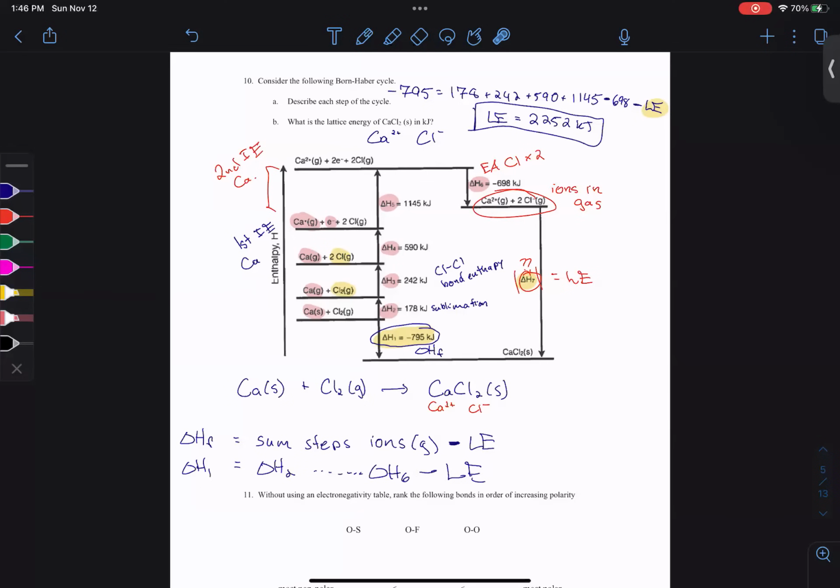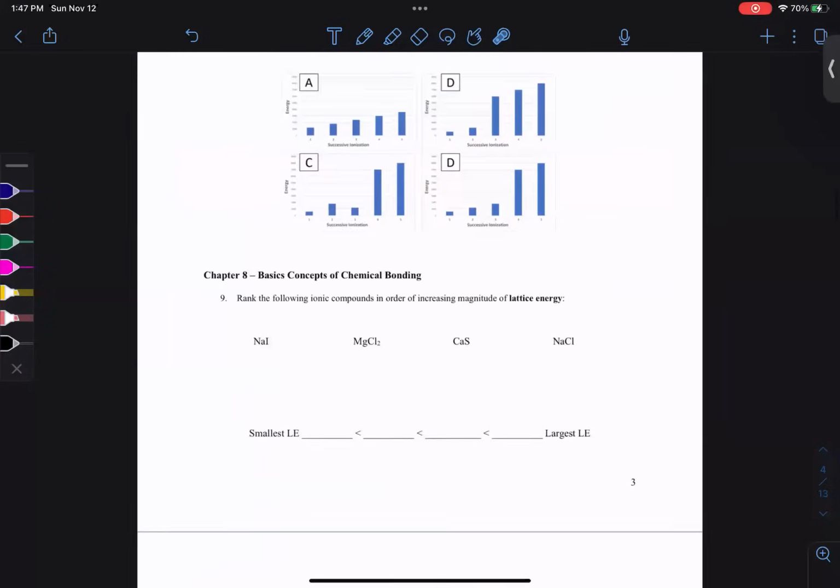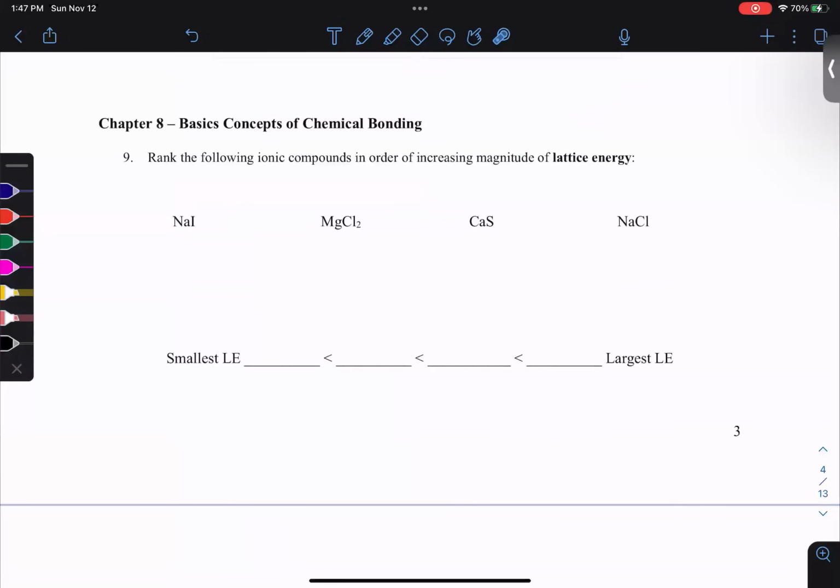Okay, so that is question 10. It goes over lattice energy, the numerical way that we calculate lattice energy. So let me do another one about lattice energy, but not as mathy. Here's another way we can ask about lattice energy.